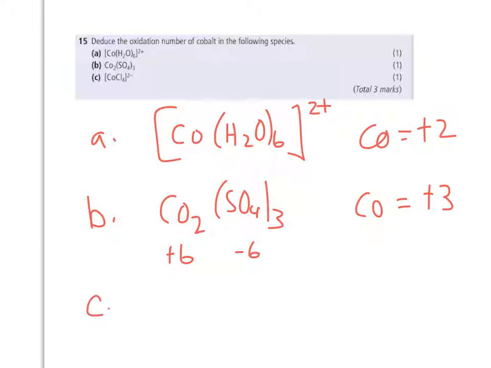And letter C, I've got CoCl4 with a 2- charge overall on it. I know the 4 chlorine are going to be a -1 each for a total of -4. So my cobalt here would again be a +2.